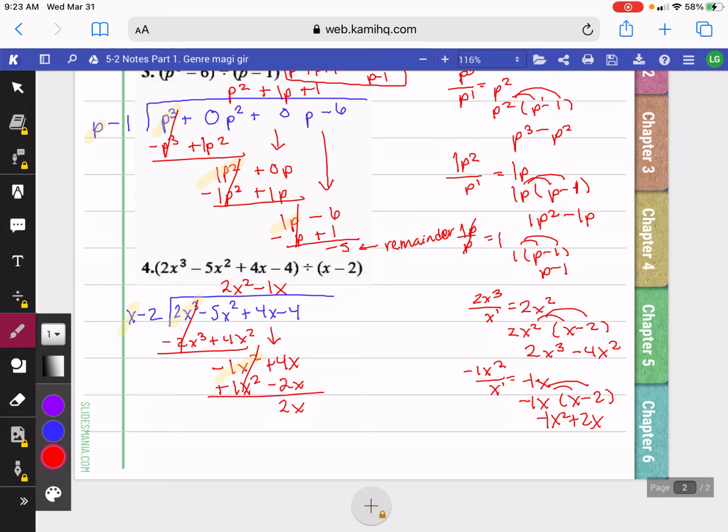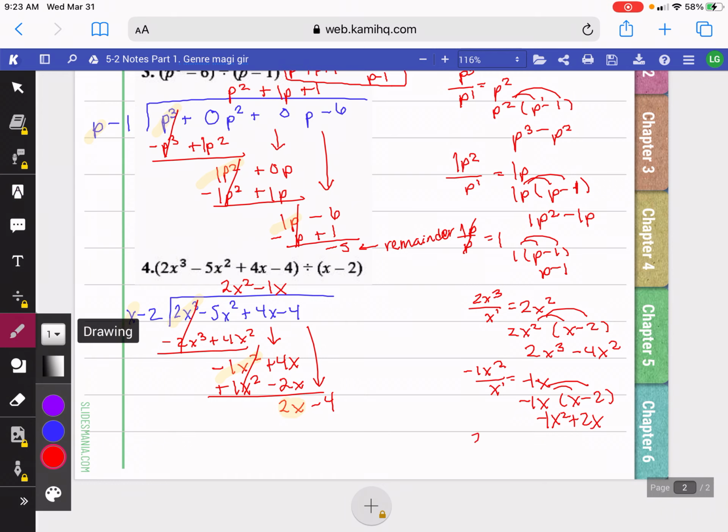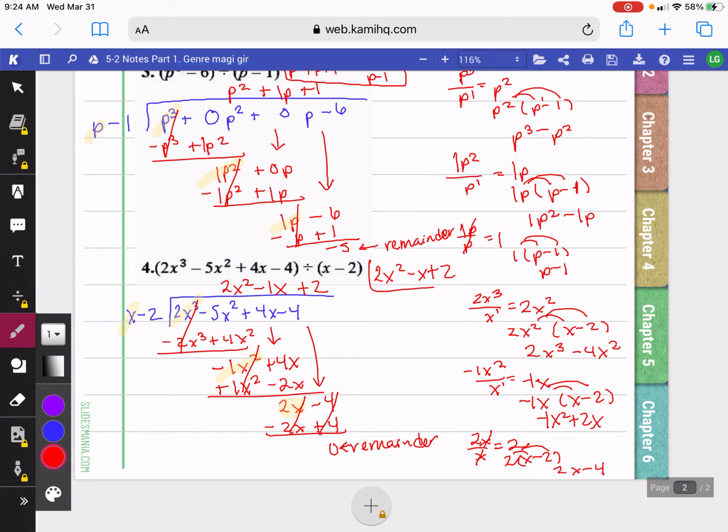So I get 2x, and I can bring down my minus 4. And I'm going to repeat one more time. So now I can divide 2x by x. Here the x's cancel. And I have a positive 2 that I'm going to write in my answer. 2 times x minus 2 comes out to 2x minus 4. So I change signs. So I have negative 2x plus 4. Here both cancel. So my remainder is 0. So for this one, I don't have to write that remainder in my answer since it's 0. So the answer would just be the 2x squared minus x plus 2.